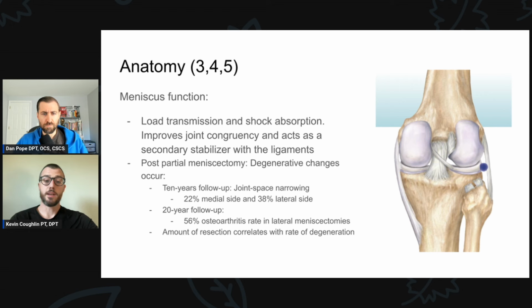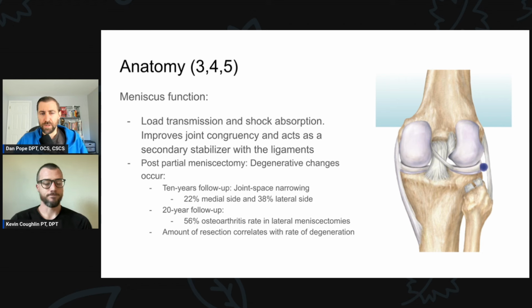And then with the 20-year follow-up, this ended up leading to a 56% rate of knee arthritis for the lateral meniscectomies. And we were talking about this a little earlier before we started the podcast as well, but it does seem like the lateral meniscus, I think you'll explain this better than me, but because of the joint congruency in the knee, when it's no longer there and it can't absorb force as well, we see more wear and tear of the cartilage and the bone.